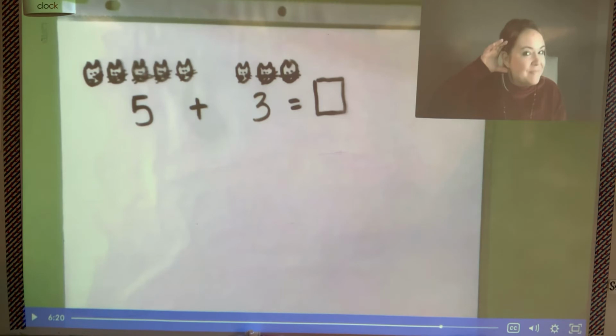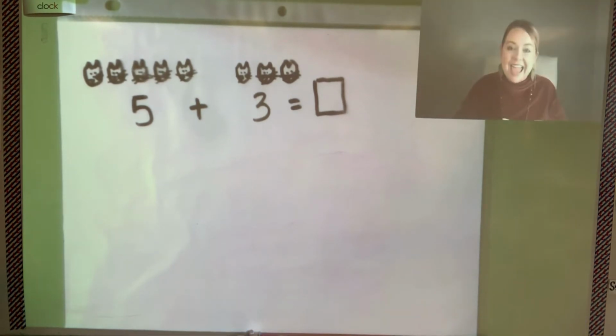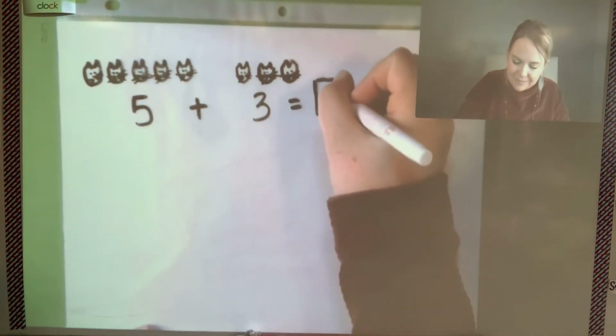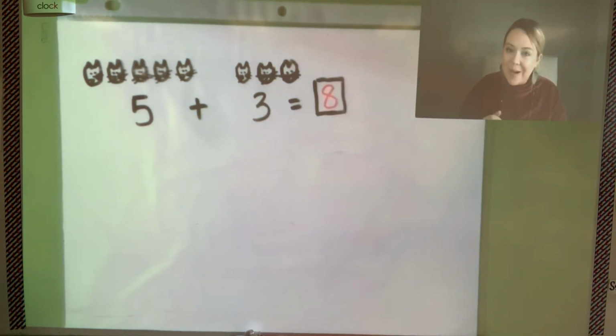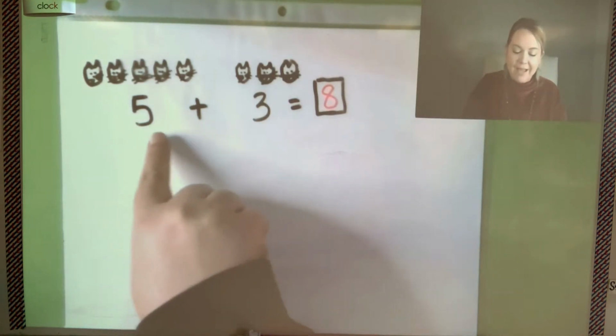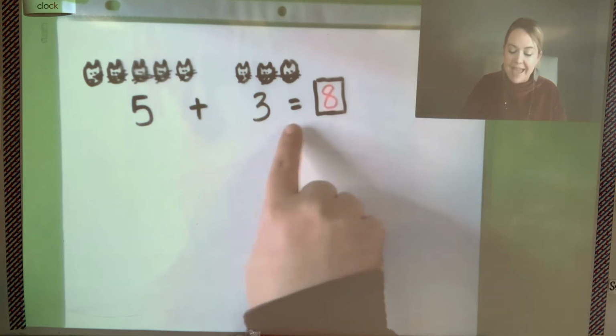Fingers, fingers, fingers. I want to see. I see Adeline and I see Ryan. I need to see some more. Thank you, Estelle and Johnny. And yay, everyone. Awesome. 8. So we'll write 8 in our mystery box. Let's go ahead and read our number sentence together. 5 and 3 make 8.